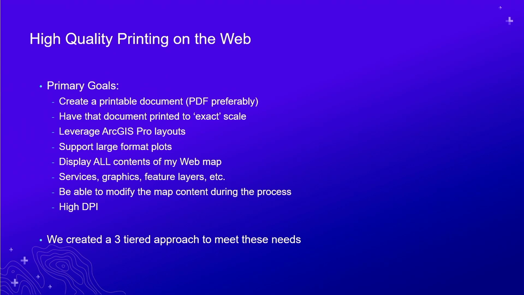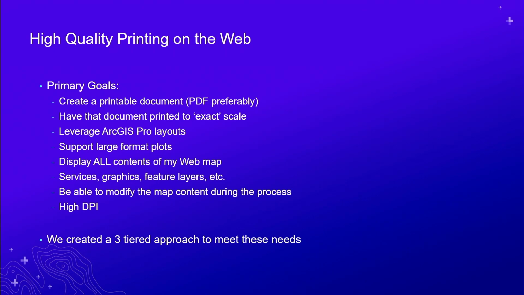Well, most people, when they're talking about printing on the web, they're talking about actually producing a PDF in most cases. You want that document to be able to be printed at exact scale. Those of you who are from the GIS world will want to leverage ArcGIS Pro layouts. Along with that, you want to support large format plots, display all the contents of your web map. That includes services, graphics, feature layers, etc.